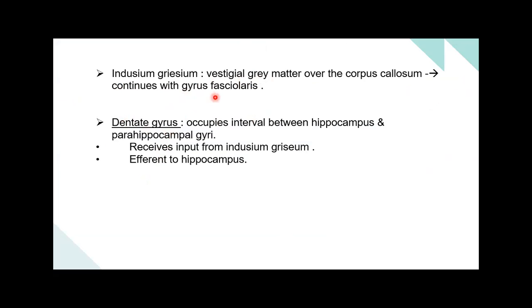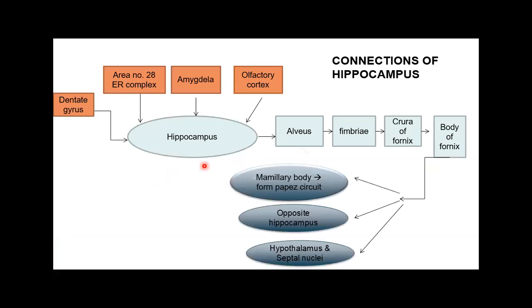and continues with the gyrus fasciolaris. The dentate gyrus occupies the interval between the hippocampus and the parahippocampal gyri, and it receives input from the indusium griseum, and its efferent goes to the hippocampus. Now the connections of the hippocampus.